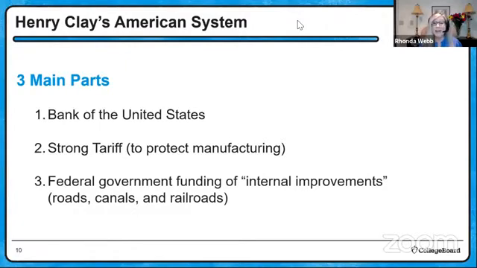He wants to have a tariff, and that's a tax on imported goods, which is going to make goods from England coming in to be sold more expensive. We want people to buy American-made products, so we're going to make the other ones more expensive coming in from the outside. And he's also saying the federal government should pay for these internal improvements, because if we can connect all of these areas, it's going to make everybody much more economically sound in all regions of the country.